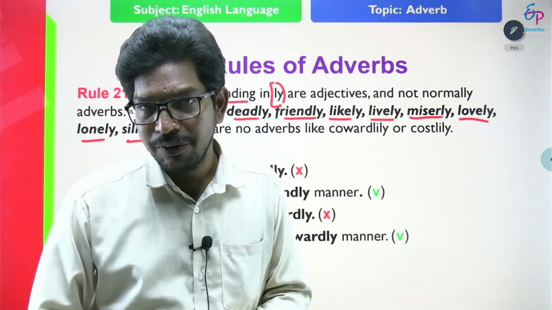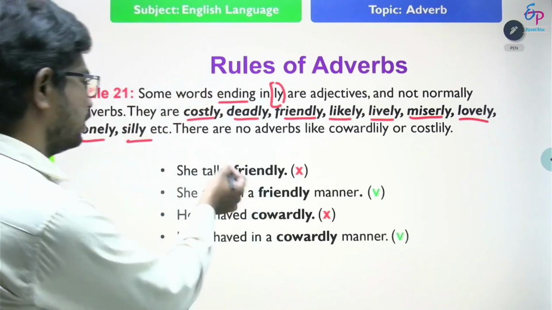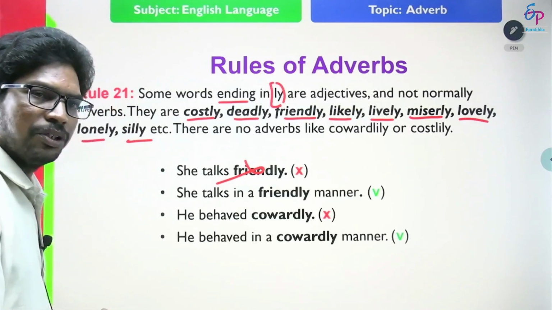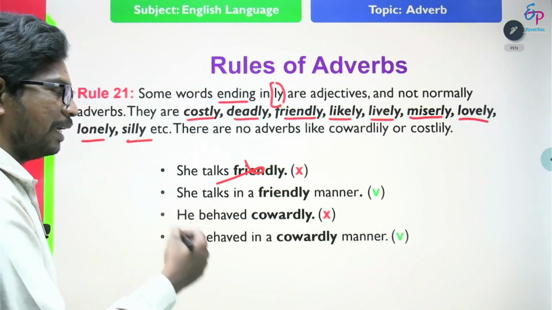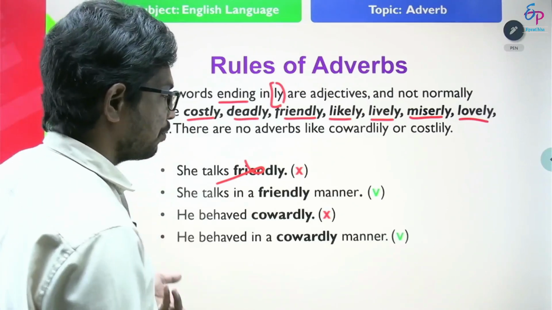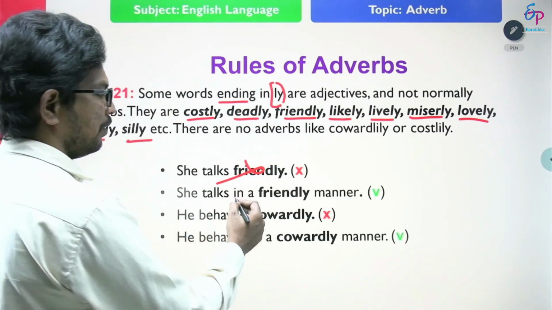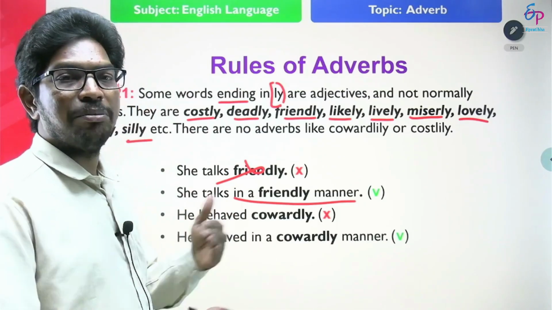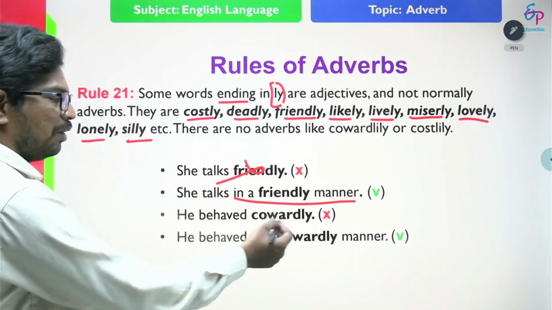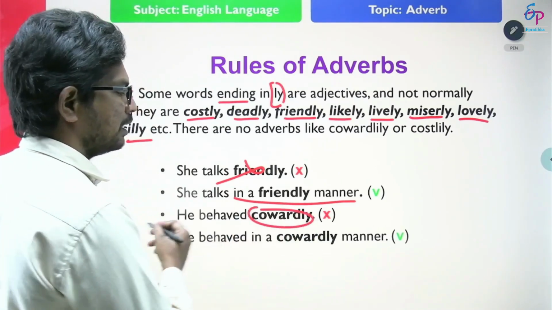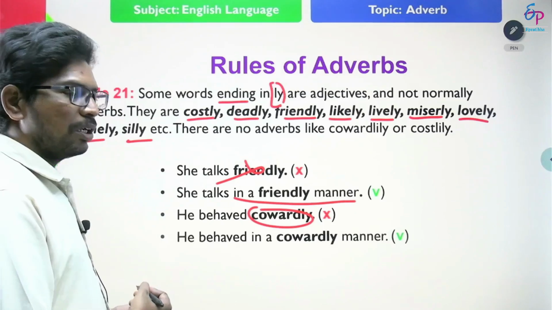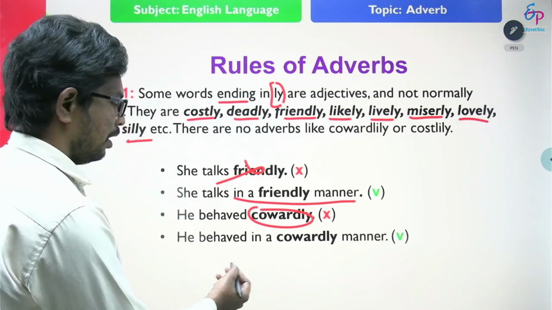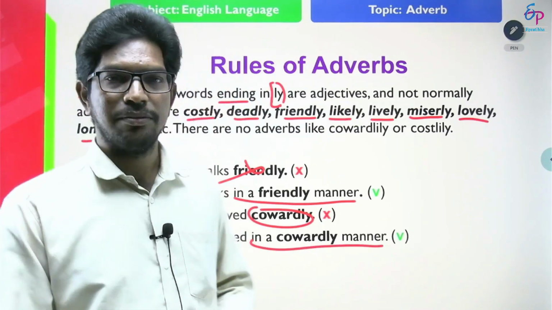So when you want to make them adverbs, how? Let me tell you. Look at this example. She talks friendly. It is wrong. Friendly is an adjective, so it doesn't show manner. To make an adverb phrase with friendly, we use: she talks in a friendly manner is correct. He behaved cowardly. Wrong. Cowardly is an adjective, so it doesn't work as an adverb. To make an adverb phrase, we can use it like this: he behaved in a cowardly manner is correct.